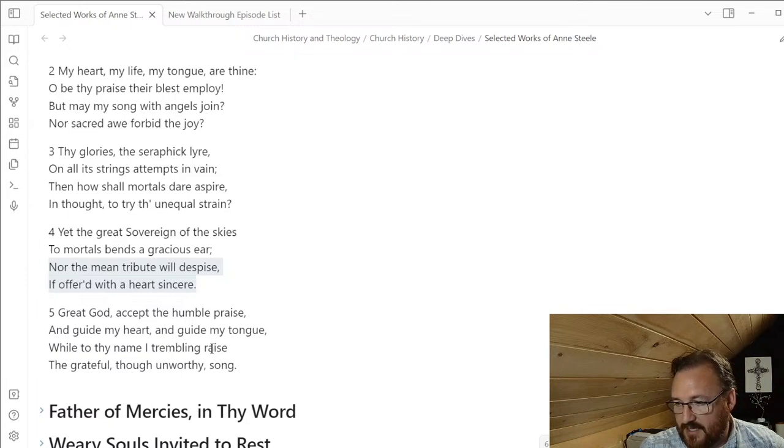You know, I mean, it really is the worship side of a broken and contrite heart he will not despise, right? And so she refers straight to the Lord. She's saying, great God, accept the humble praise and guide my heart and guide my tongue, while to thy name I trembling raise the grateful though unworthy song.